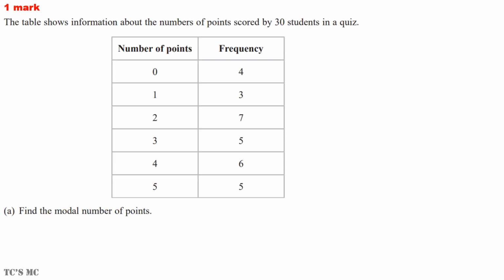The table shows information about the number of points scored by 30 students in a quiz. Find the modal number of points. Remember, modal means most. So which number of points was the most popular? In this case, it's 2. All we need to write is 2 points for 1 mark.